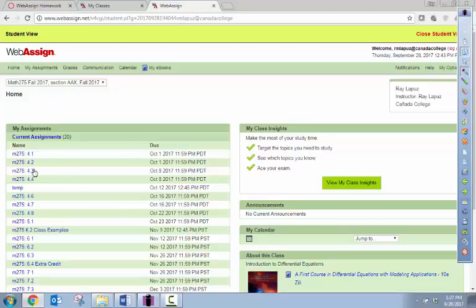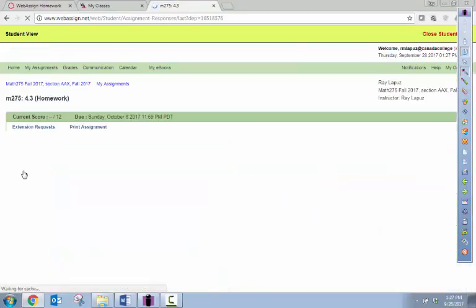Let's see if we can dig up some more examples. This is 4.3, I think, from your homework.